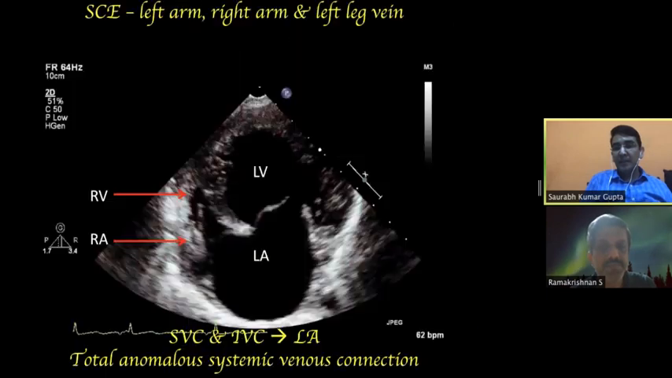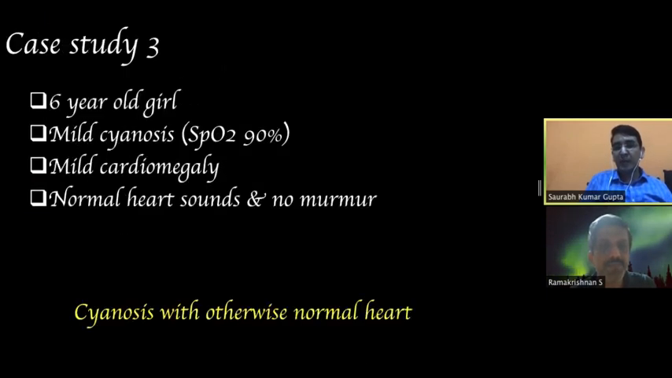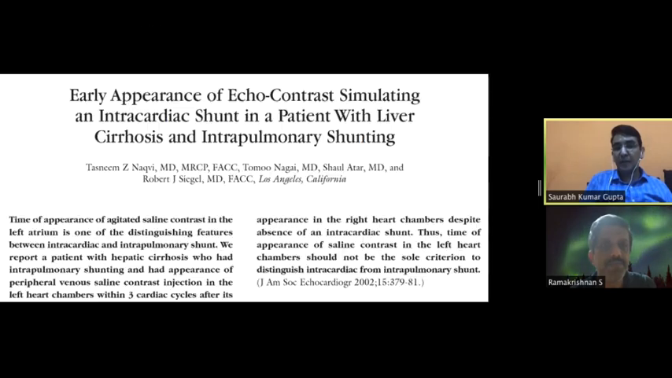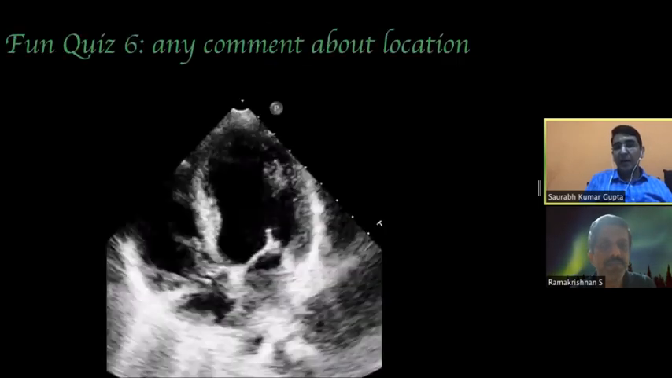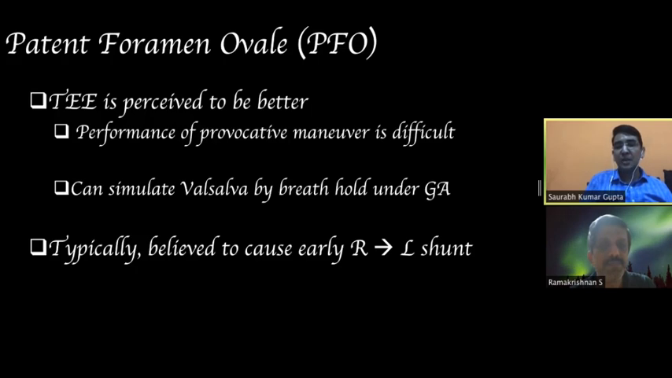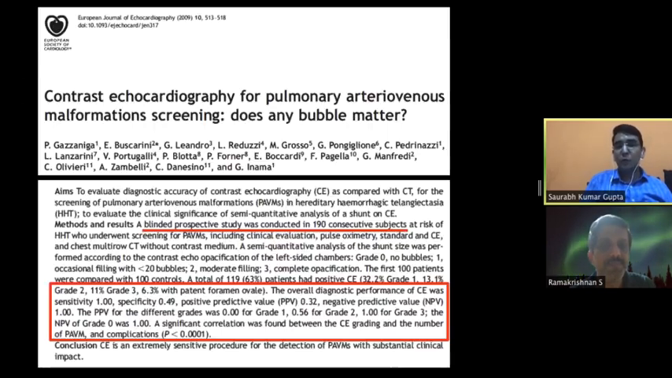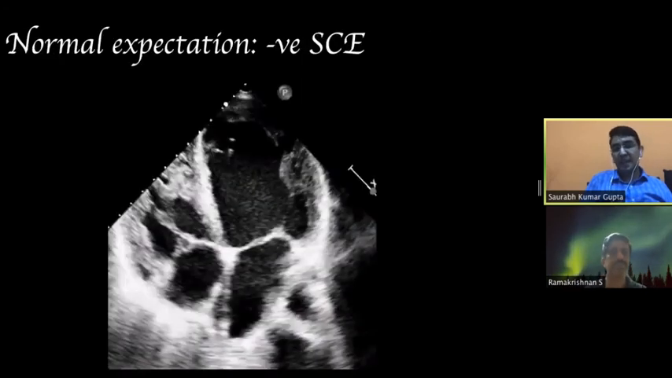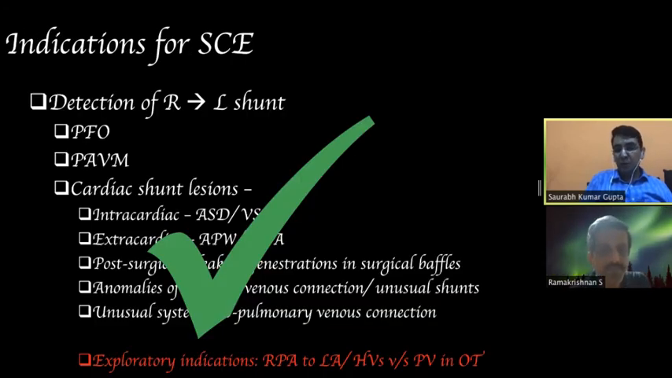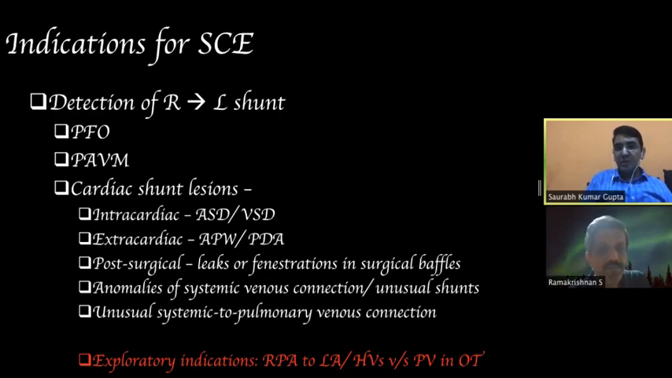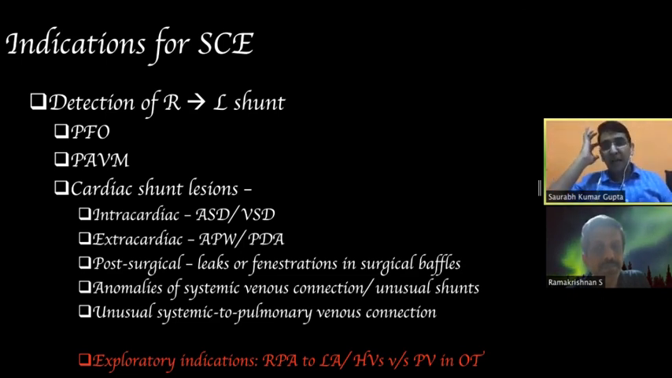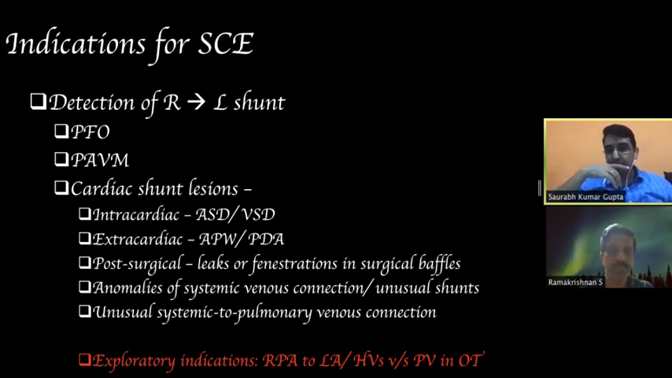Indications are many, and if I go back to that list of indications, there are even more indications, and it becomes more useful in the setting of ICUs and surgery, where a lot of confusion can be clarified if you are using saline contrast echocardiography. Now, if you can see over here, it says unusual systemic to pulmonary venous connection, and it can happen in the setting of chronic systemic venous occlusion. It can also happen in some post-op cases, especially post-Glenn and post-Fontan, for those who are dealing with patients with congenital heart disease.